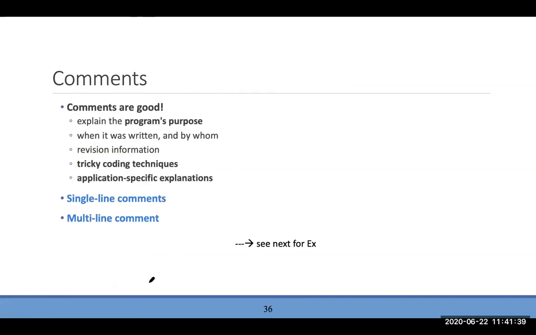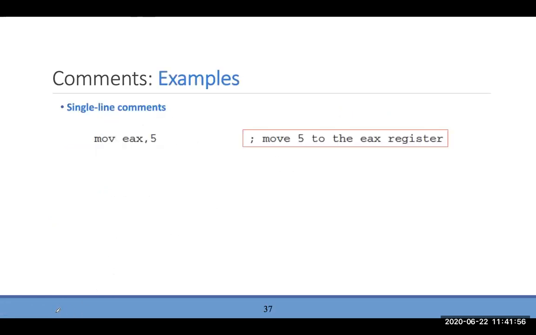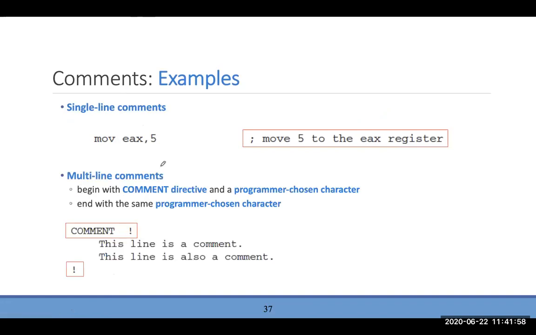Okay, and I already talked about the comments. The single-line one is always a semicolon, and then you write whatever you want. That's going to be a comment. But if you want to write another line, you have to use another semicolon and write it down. If you want multiple lines, this is for the single line, easy. Here you're going to have the comment directive, then the exclamation sign, then you write whatever, multiple lines, and at the end, you close it right there.